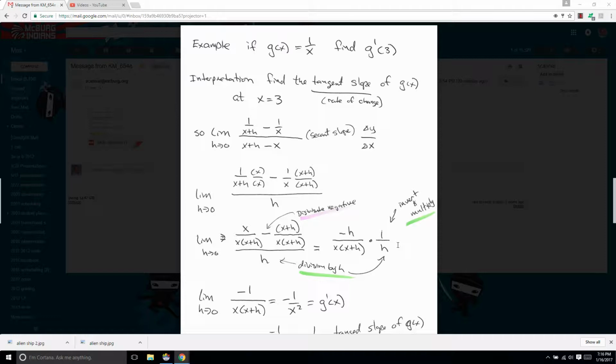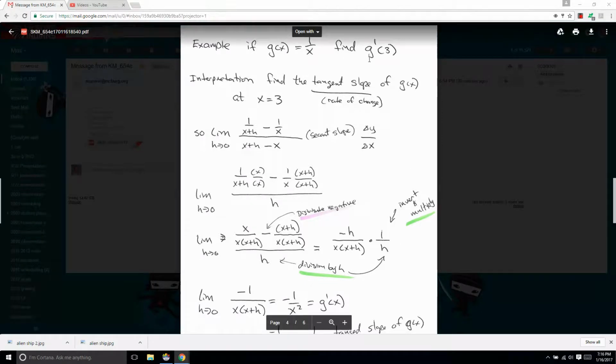Example here of finding a derivative using the limit definition. So I've picked a simple rational function, 1 over x, and we're going to talk about finding the derivative of g evaluated at 3. So what I'm talking about is, what is the tangent slope of the function g of x at x is equal to 3? That's g prime of 3. So let's talk about it for a moment.